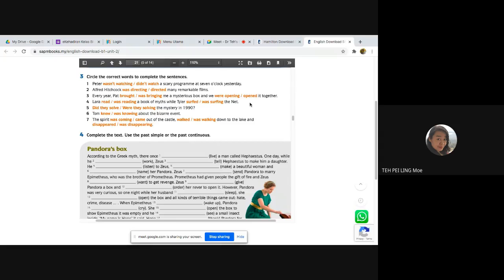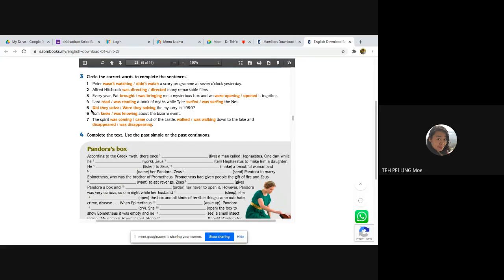Number 4: Lara. The past tense would be read, right? Read or was reading a book of myth while Taylor surfed or was surfing the net. So the answer is Lara was reading a book of myths while Taylor was surfing the net. Just like you may be surfing the net now while I'm talking.